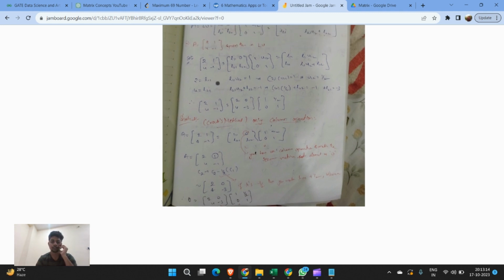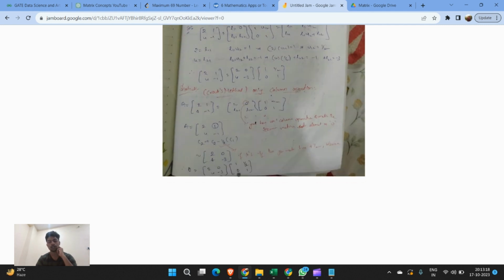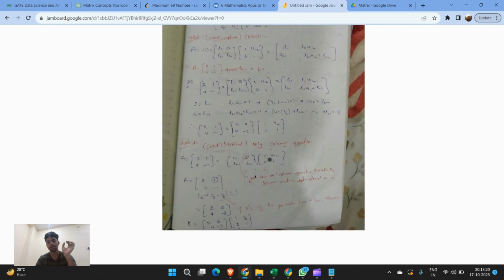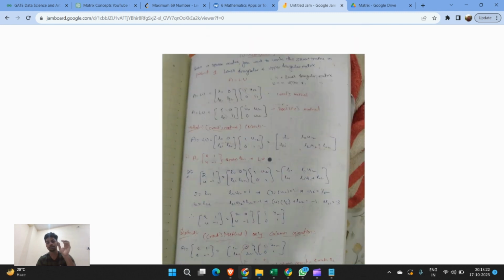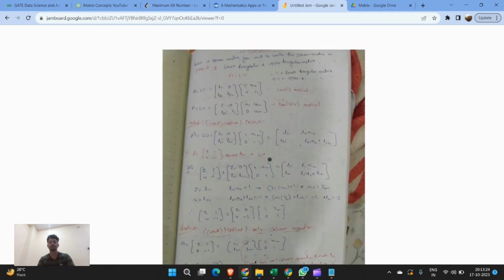You can look at the above example also. If you go with a direct approach, also same answer. If you go with a shortcut technique, also same answer. This is the way you have to do it with Crout's. Then Doolittle. So Doolittle is also the same thing.